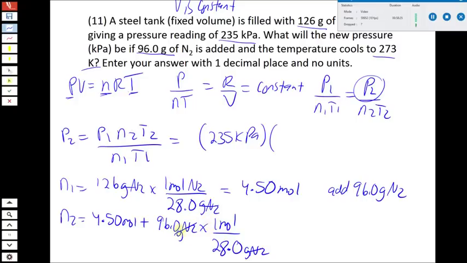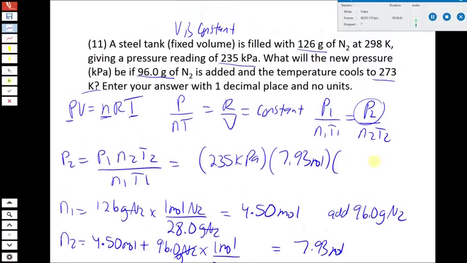All right, so we convert 96 grams to moles, and then we add it to the amount of moles that we started with, 4.5, so we get 7.93 moles. All right, so that's n1 and n2. So n2 is 7.93. And then T2, the final temperature, is 273. We're cooling it down to 273 Kelvin. And then in the bottom we have the initial number of moles, which is 4.5, that we just found earlier. And then T1, which is 298.